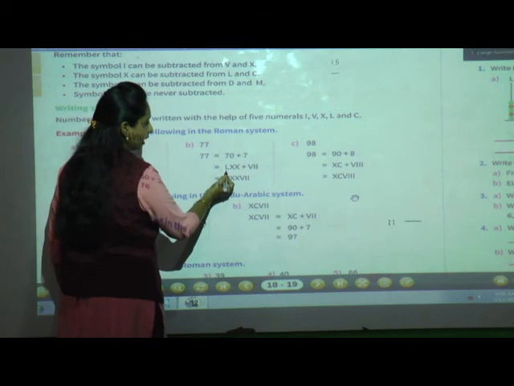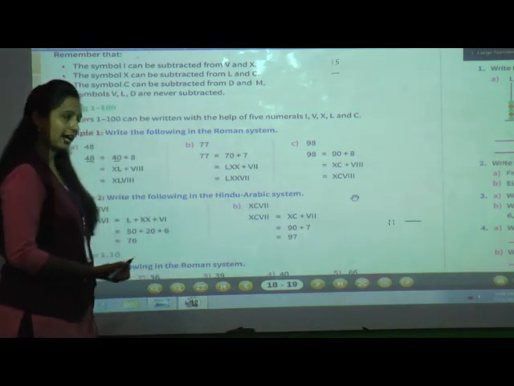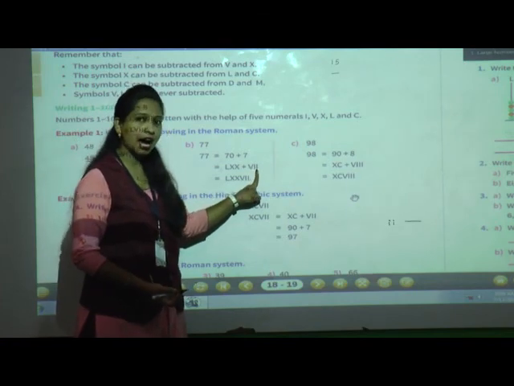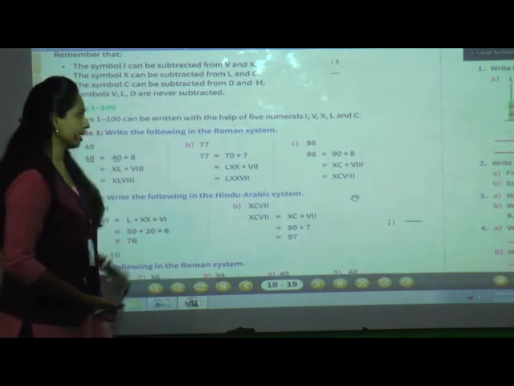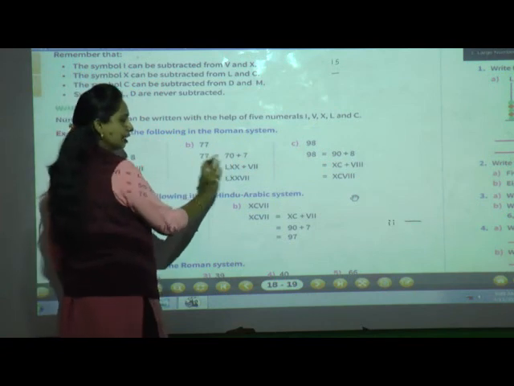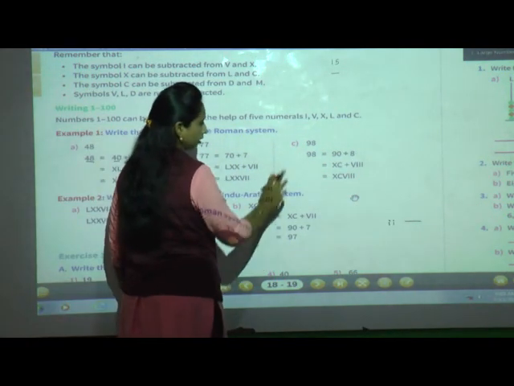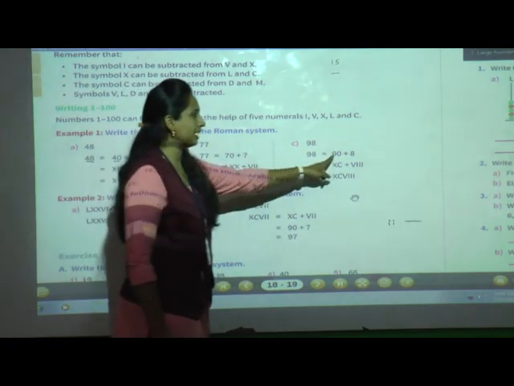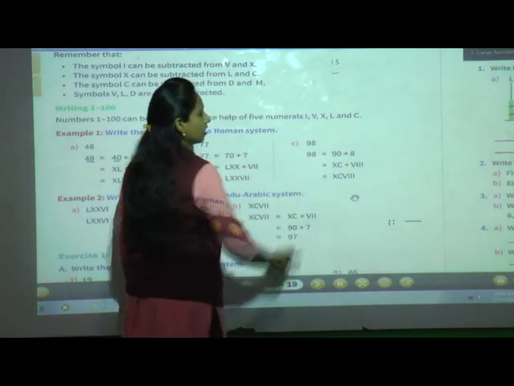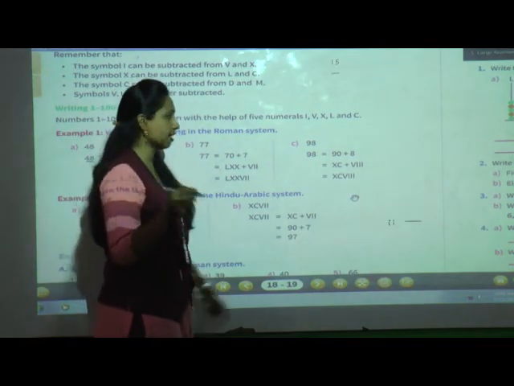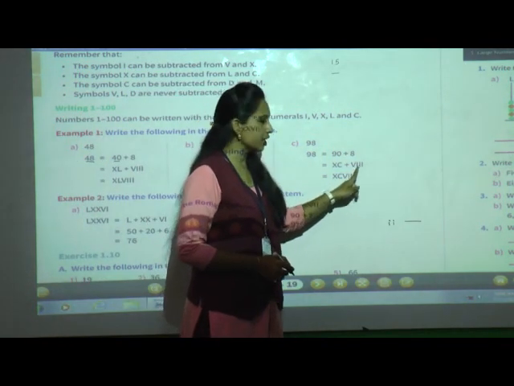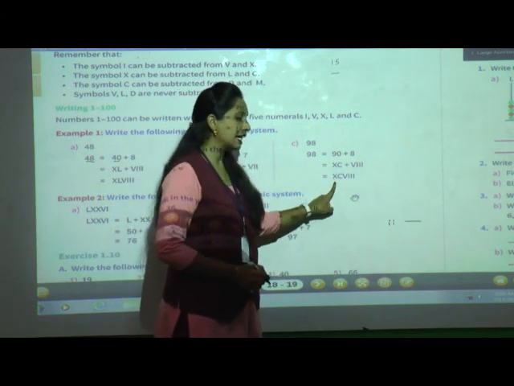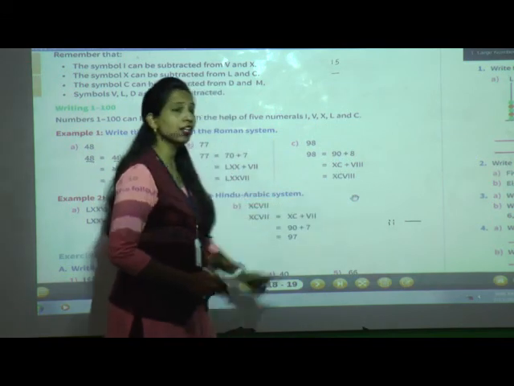So 70 we write as LXX. Okay, and 7 we write as VII. I will tell you while solving the exercise. Now 98. 98 expanded form is 90 plus 8, and 90 we write as XC. 8 we write as VIII. So together 98 in Roman number is XCVIII.